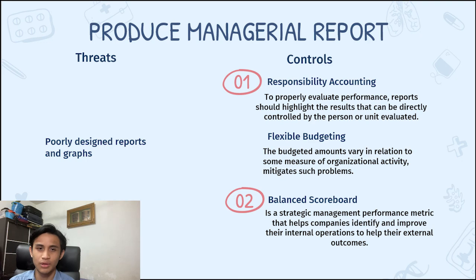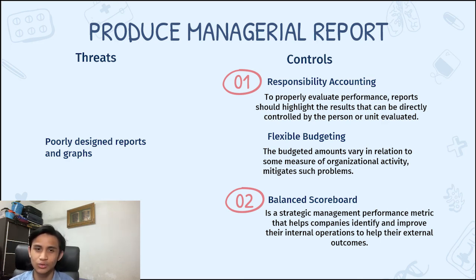To properly evaluate performance, reports should highlight the results that can be directly controlled by the person or unit evaluated. Responsibility accounting does this by producing a set of correlated reports that break down the organisation's overall performance by the specific subunits which can most directly control those activities. Note how each report shows actual cost and variance from budget for the current month and the year to date, but only for those items that the manager of the subunit controls.